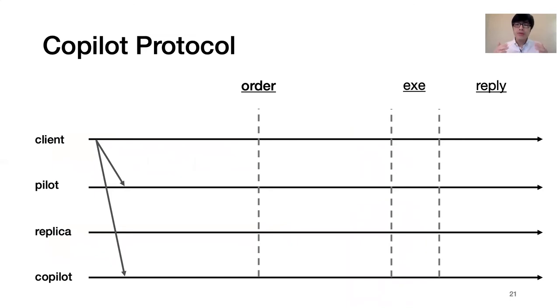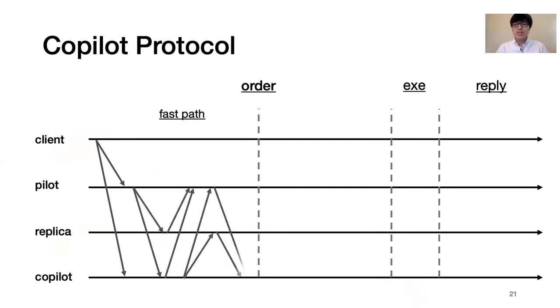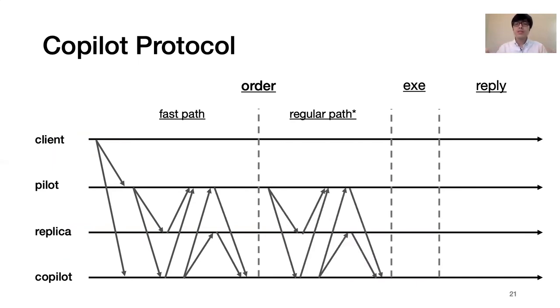Going back to our protocol diagram, after the client sends the command to both pilots, each pilot proposes the command with an initial dependency on the latest command it has seen from the other pilot log. If this is accepted as compatible by enough replicas, the command commits on the fast path. Otherwise, the replicas reply with a suggested dependency that the pilot uses to select a compatible final dependency, which it then commits on the regular path. Then the command is executed and both pilots reply to the client.